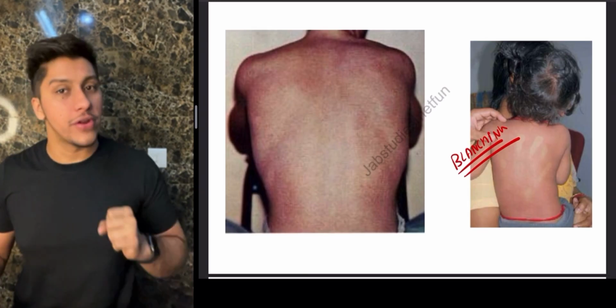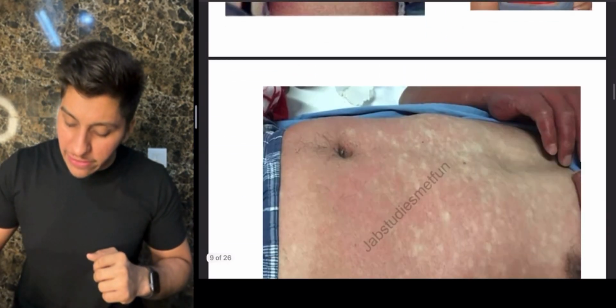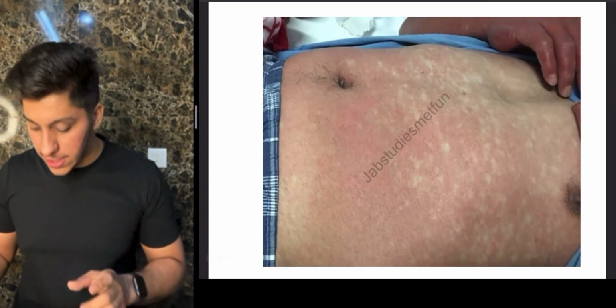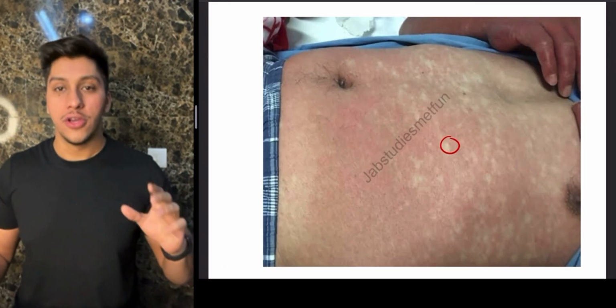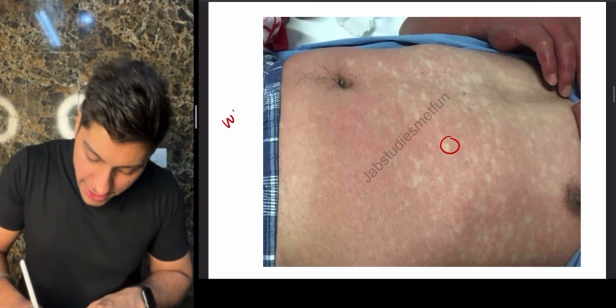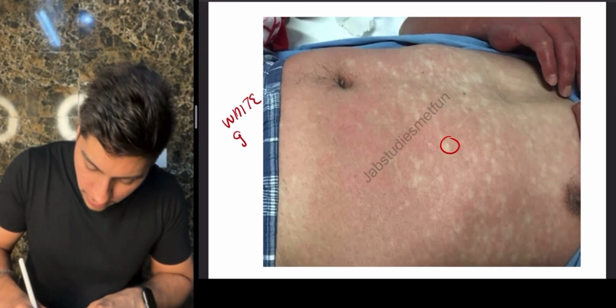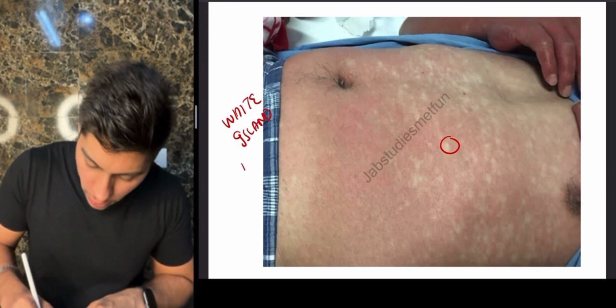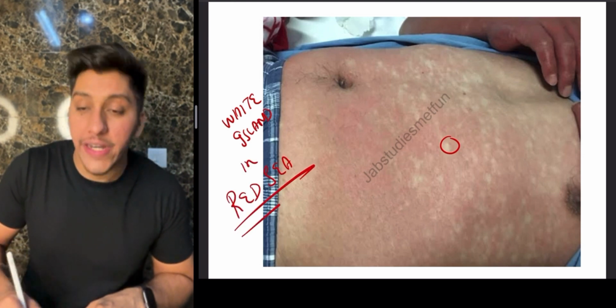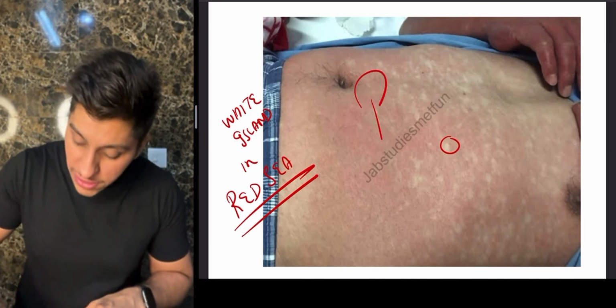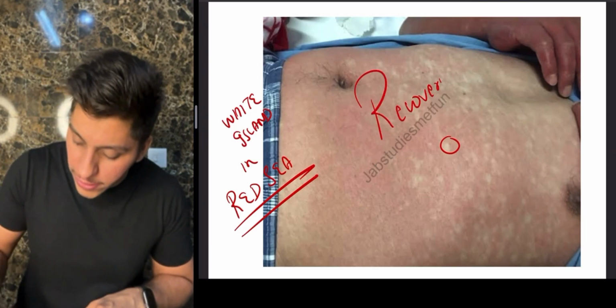Now, at the time of recovery, some patients can develop this type of rash. You can see white rash around skin which is red in color. This is known as white islands in a red sea pattern, and this is the rash which is seen in the recovery phase of dengue.